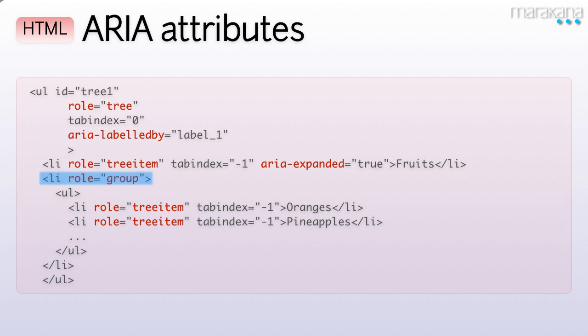And then here we have a group. So we say role equals group. We give more tree items. So it's a pretty straightforward standard. It gives you a lot of bang for the buck. Again, the basic idea is you give the role of things, and you say what things are a little bit to help these screen readers.